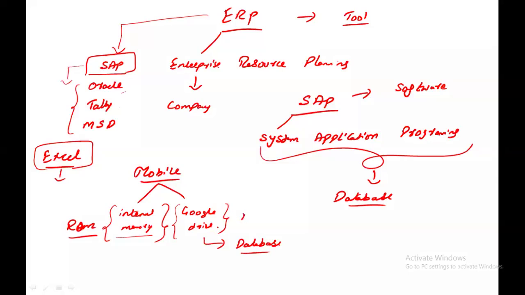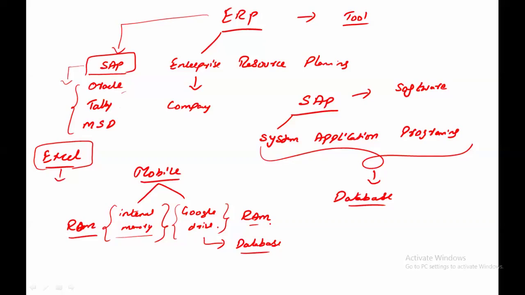So this is the ROM. This is the RAM. The internal memory is the ROM and this is the RAM. So this is the concept of SAP. To store the data in the database, SAP was invented.